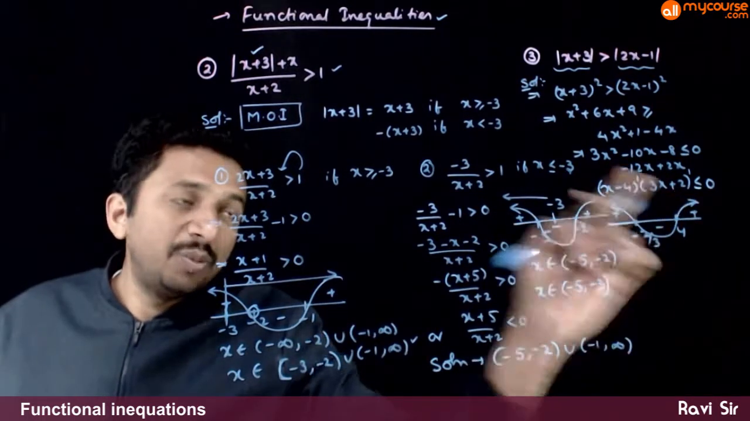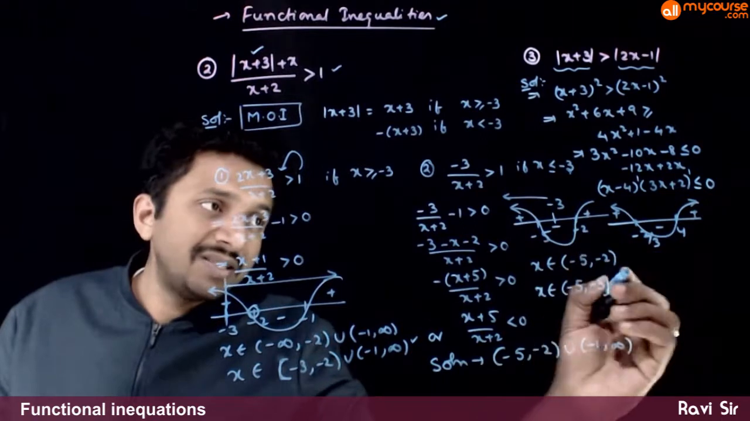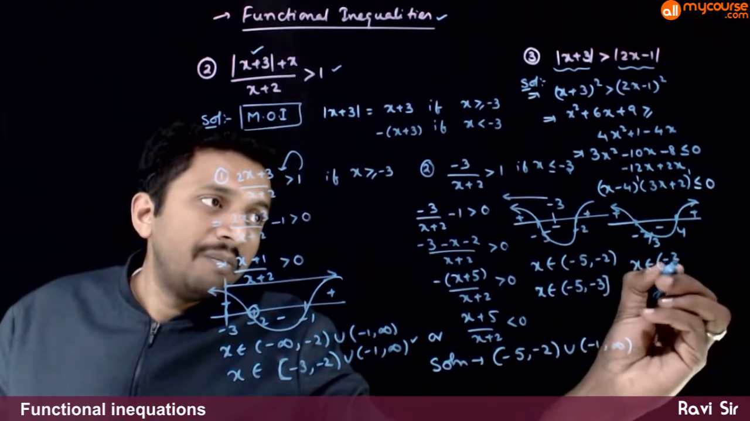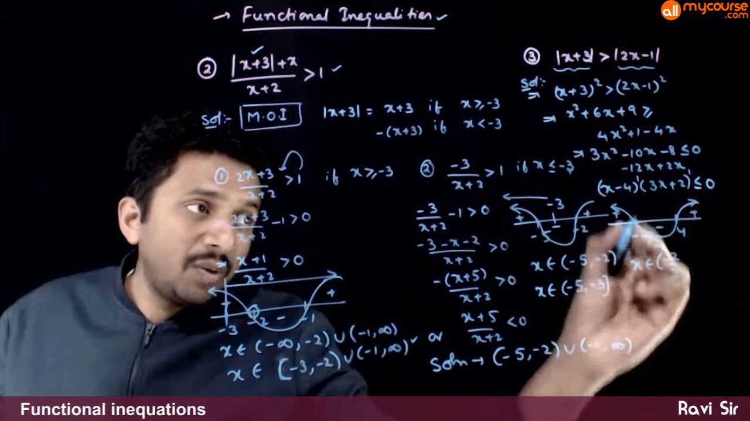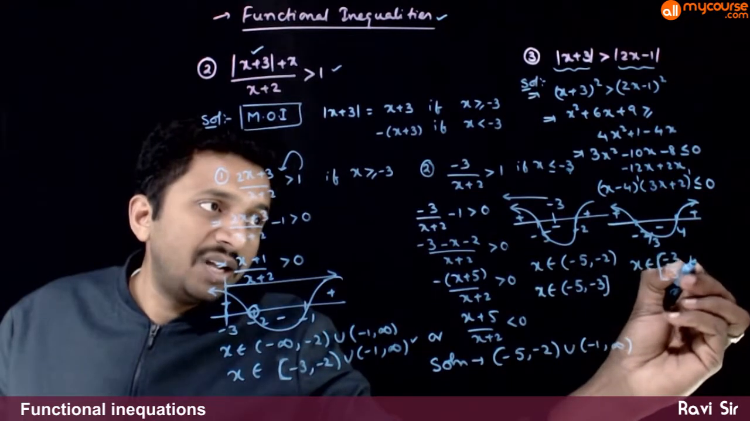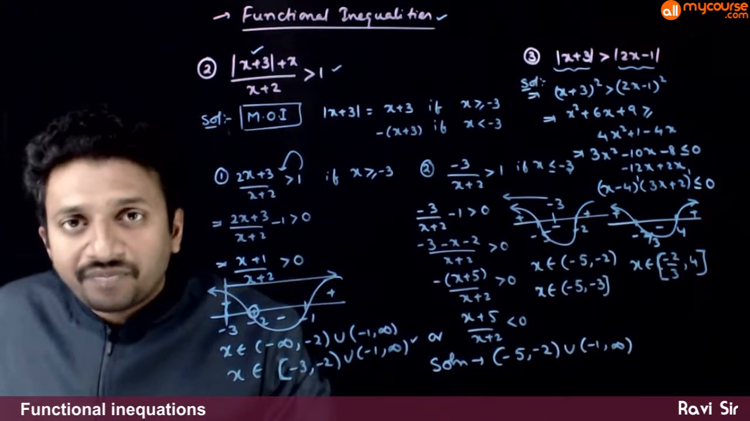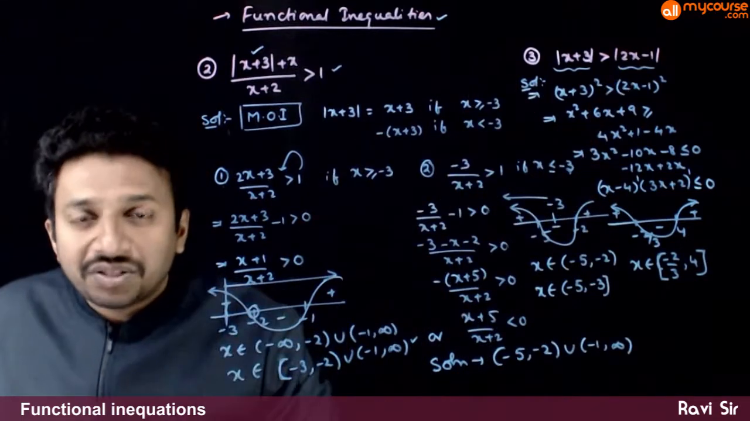I want this expression to be negative. That means I want the minus interval. So x belongs to minus 2 by 3. Equality is also there. So closed minus 2 by 3 to closed 4. So this is the answer to this question.